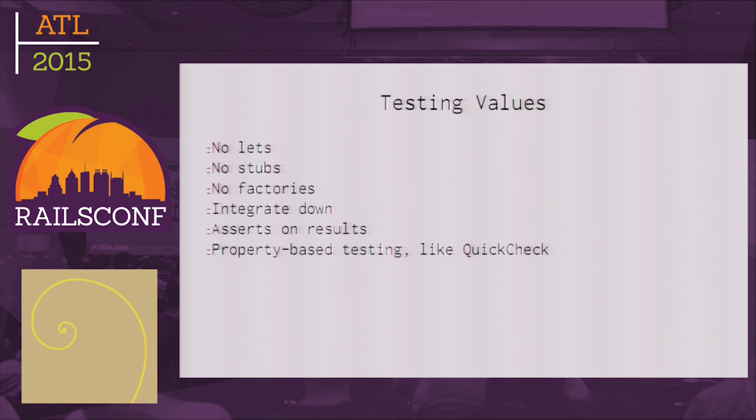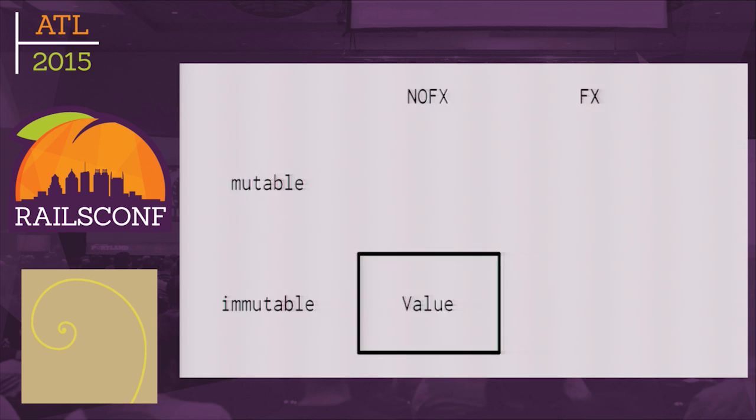Then when we test values, we can do it without a lot of things because they're very small and predictable. If a value is built up out of other values, it's trivial for our tests to integrate down through them. We don't use mocks and stubs because we don't need to ensure that side effects do or don't take place. And we only write assertions on the result of calling methods because nothing else will change. Additionally, we can do really cool things like automatically generate property-based tests, though I don't have time to get into that. So that's values. They're immutable and they have no side effects. They're often quite small.